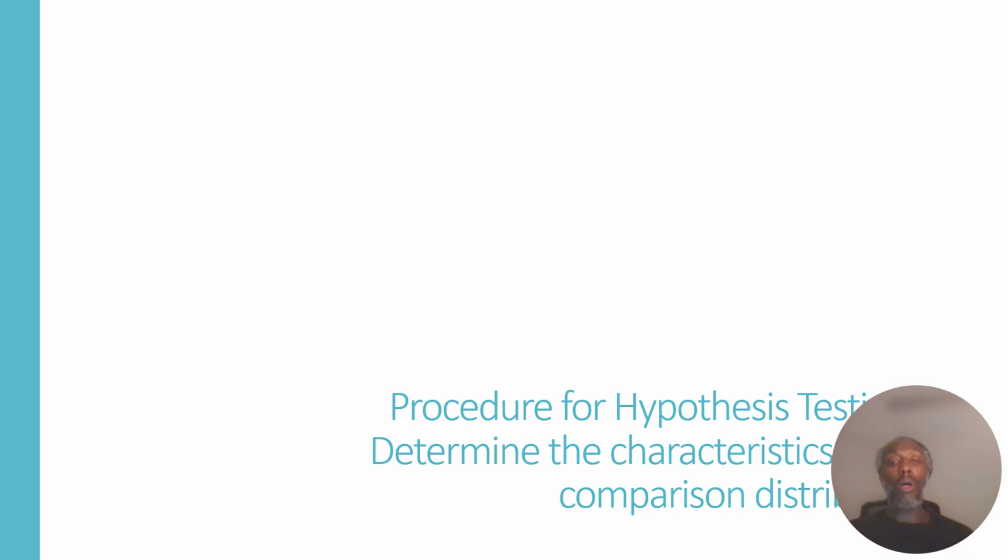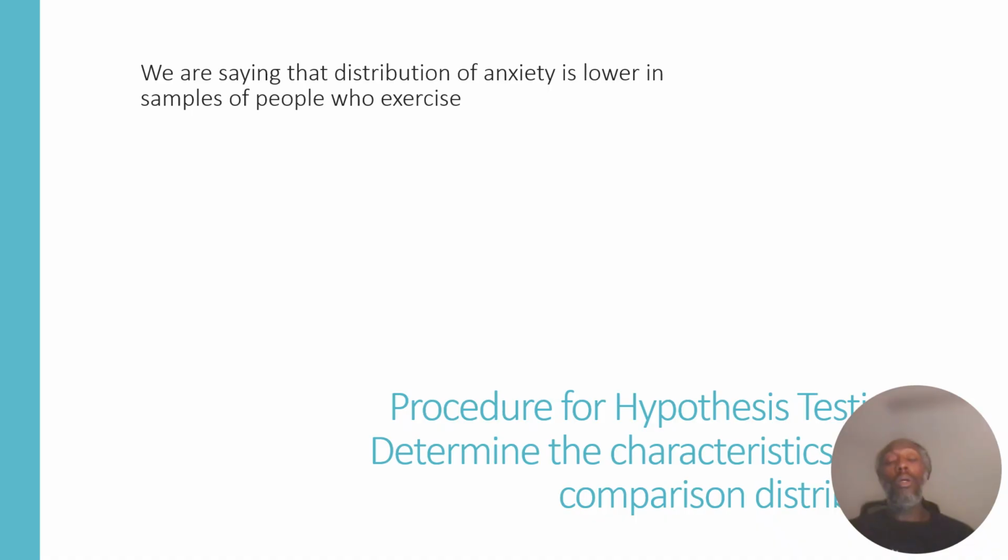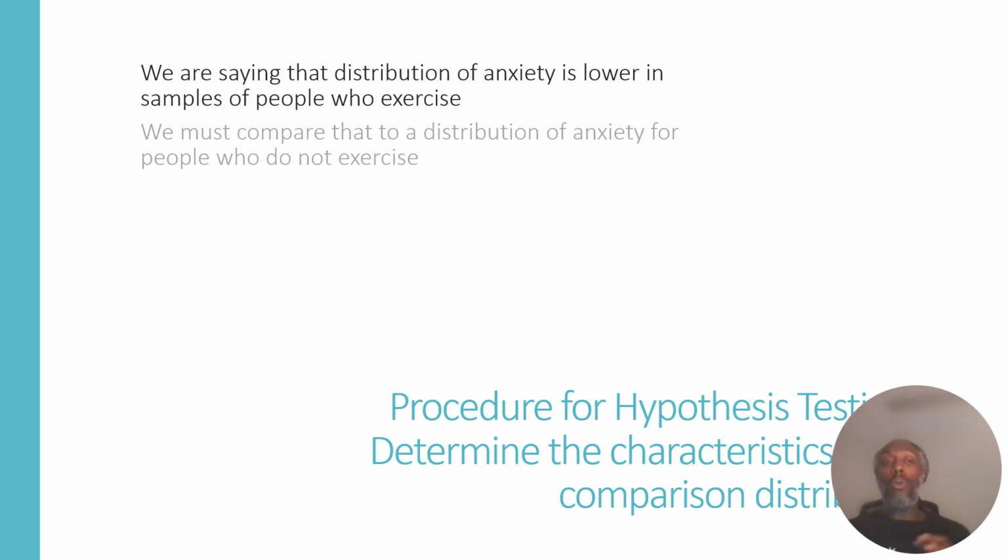Next, we would have to figure out what the characteristics of our comparison distribution are. We'd have to think about what the comparison distribution is. So we're saying that the distribution of anxiety scores is lower in samples of people who exercise. So what we're also saying then is that in comparison to those people who don't exercise, anxiety scores are lower for those who do. So our comparison distribution is the distribution of anxiety scores for people who do not exercise.